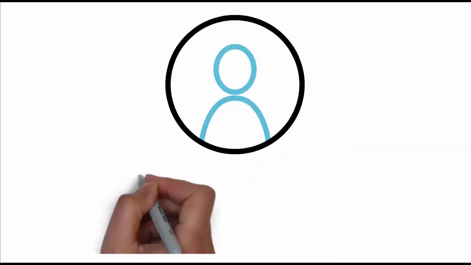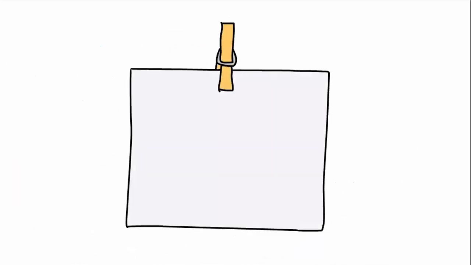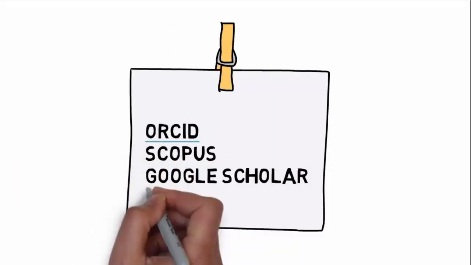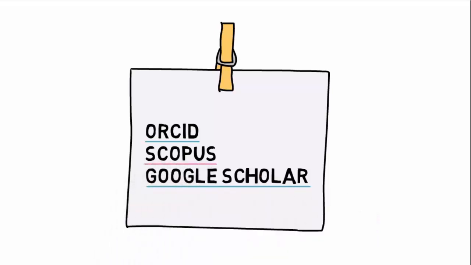Online research profiles let you organise and promote your publications. There are several different online research profiles available to you, some of which you need to create yourself, and some of which are created for you once you have something published. This video will give a brief overview of some of the research profiles we'd recommend you engage with.